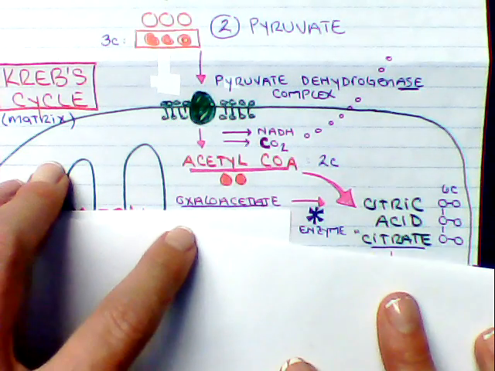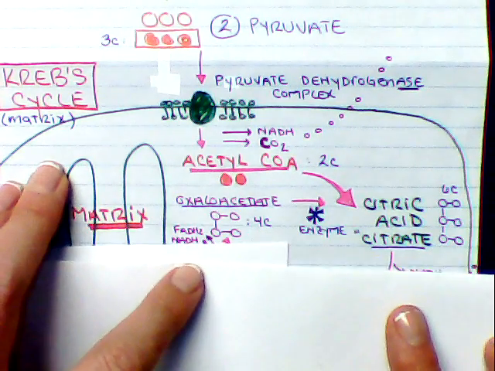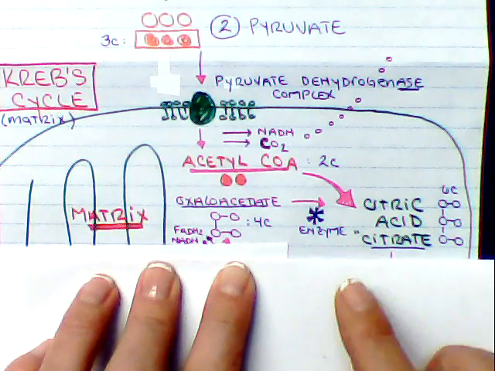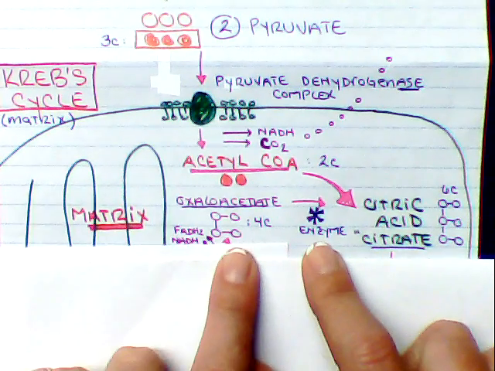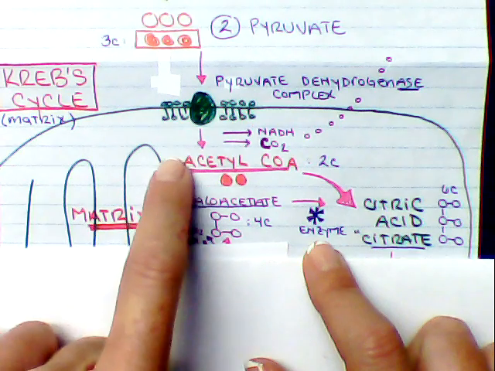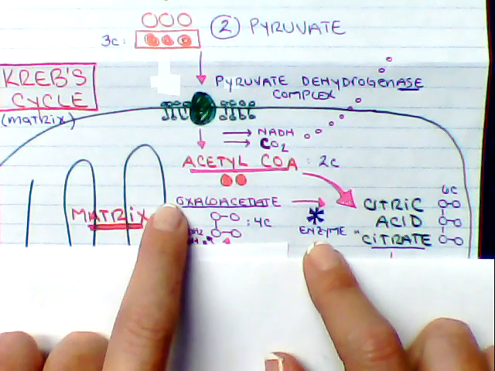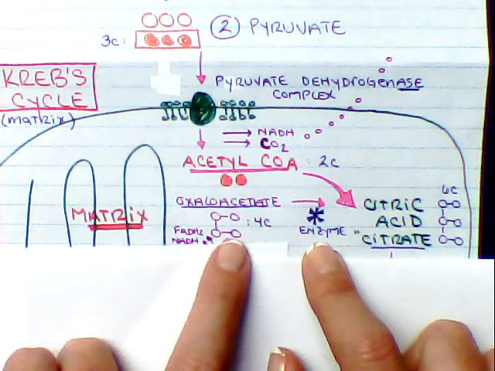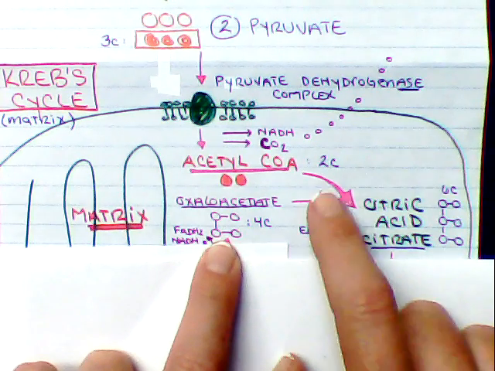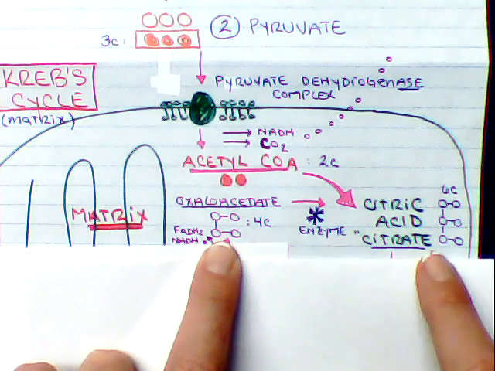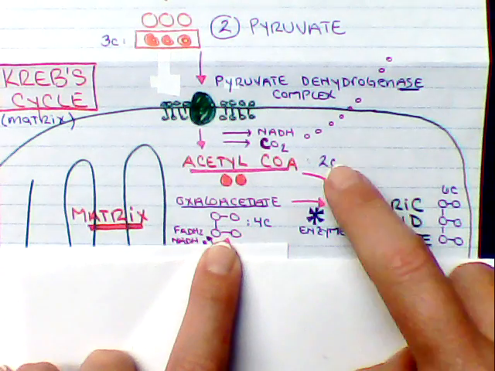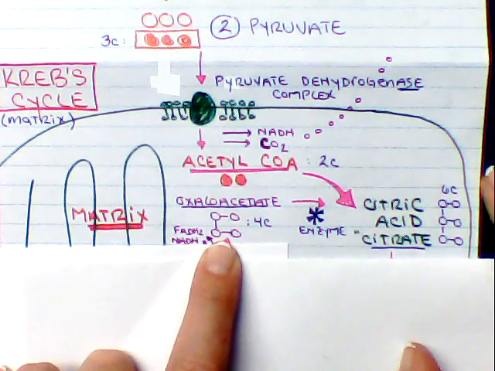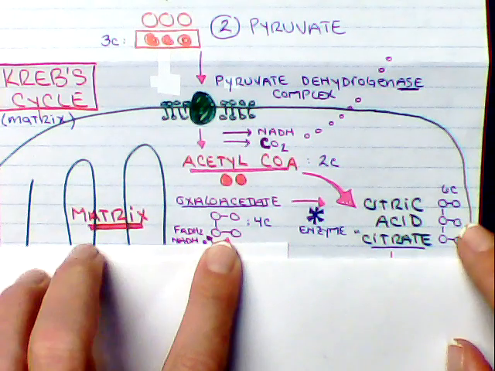Now we take this acetyl-CoA and add an enzyme to connect 2 molecules. We connect the acetyl-CoA to a molecule inside the matrix known as oxaloacetate. It's a 4-carbon molecule. This enzyme combines these 2 together to create what's known as citric acid. 2 plus 4 equals 6. So now you have a 6-carbon molecule.